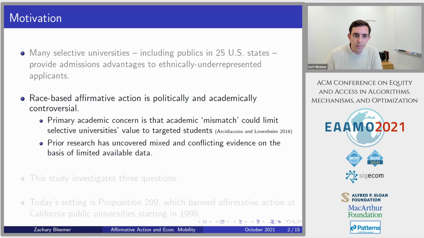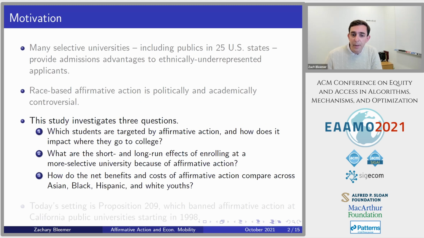I'm not going to say so much more about that, but it's worth emphasizing that race-based affirmative action is politically and academically controversial. On the academic side, there's this concern that affirmative action could lead to academic mismatch that would limit the return to selective university enrollment for the perhaps underprepared students targeted by race-based affirmative action. This is a big paper that tries to answer every question you might have about how affirmative action works and what happens to students as a result of it.